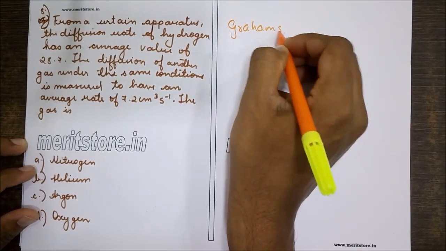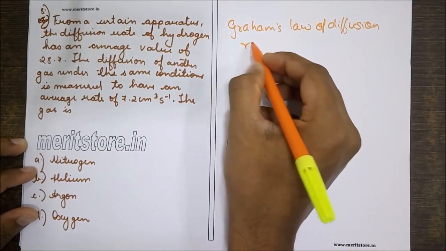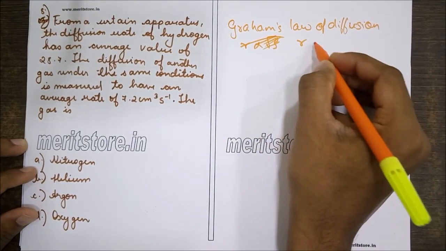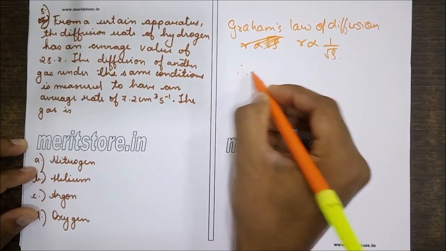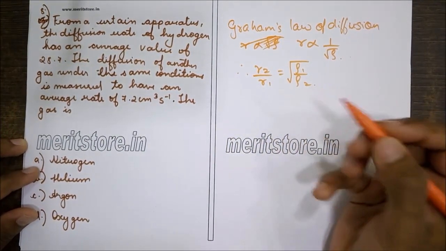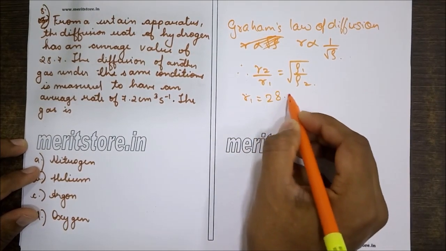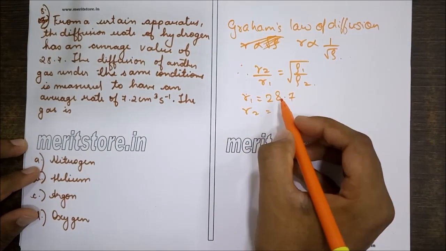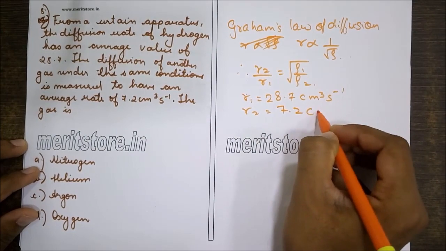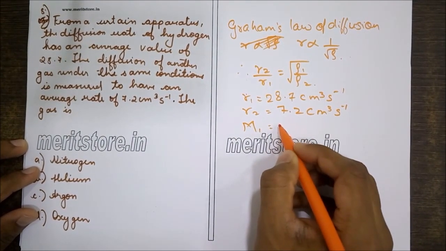So, according to Graham's law of diffusion, the rate of diffusion is inversely proportional to the root of the density. So therefore R2 upon R1 is equals to root of rho 1 upon rho 2. So now here R1 is nothing but rate of diffusion of hydrogen, that is 28.7, and R2 is rate of diffusion of the unknown gas that we need to find out, and that is 7.2 centimeter cube per second, same here centimeter cube per second. And M1 is the molecular mass of hydrogen, that is 2.